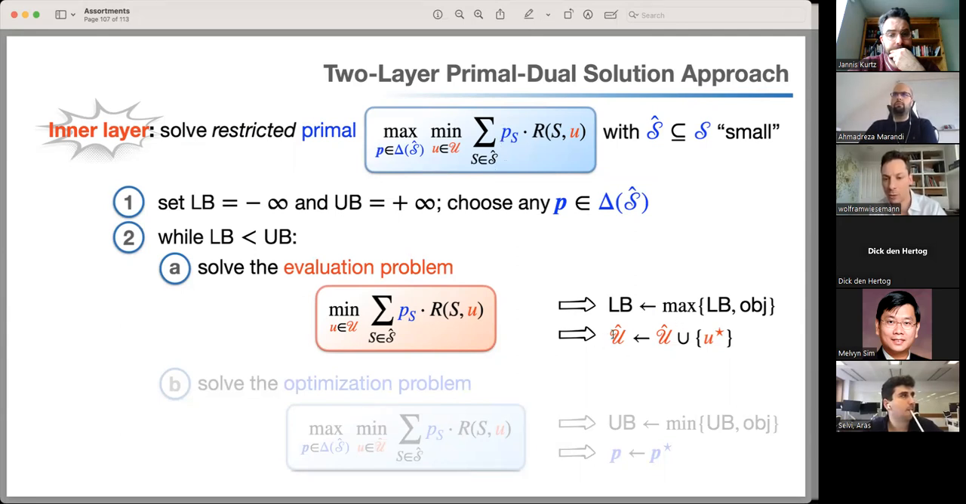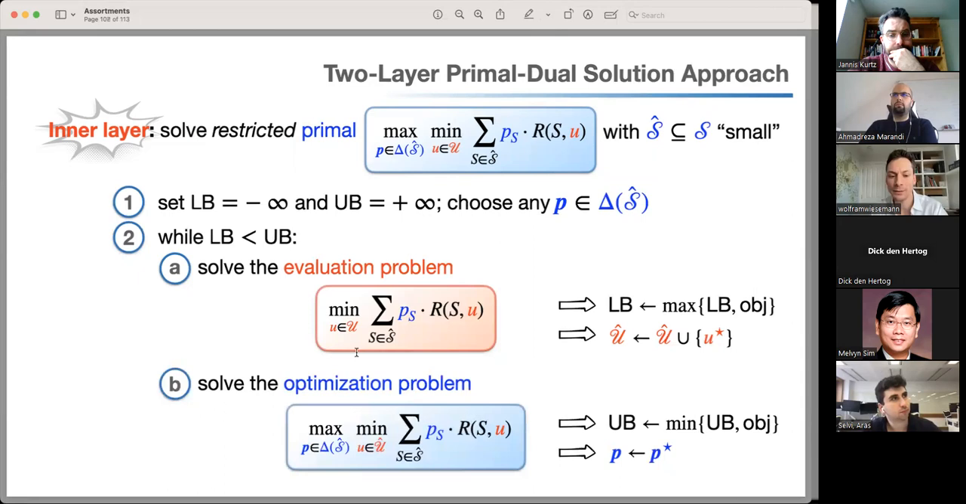This gives us a new uncertainty realization to add to the dual problem. And then we solve a double restricted primal problem where we now optimize over our assortments S hat, the restricted assortments, and we only account for the parameter values U that we have gathered so far. This problem is just a linear program, so this can be solved very easily. The reason being that we have finitely many parameter realizations U here.